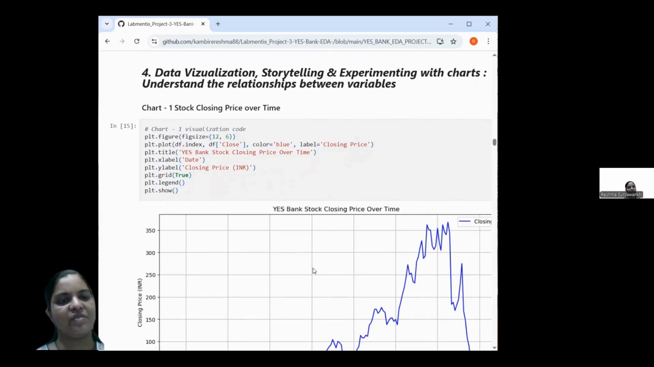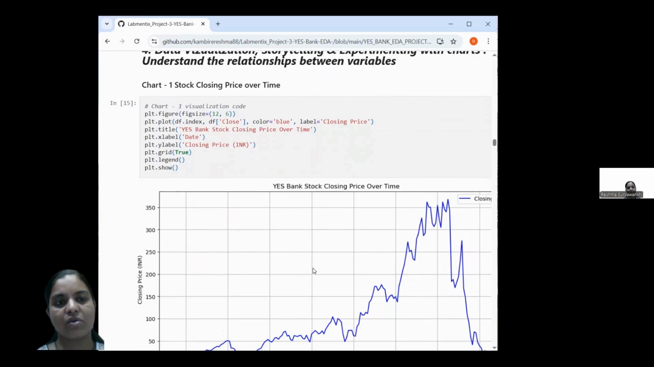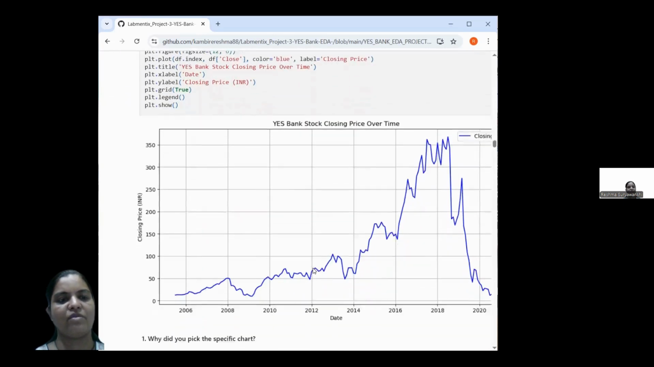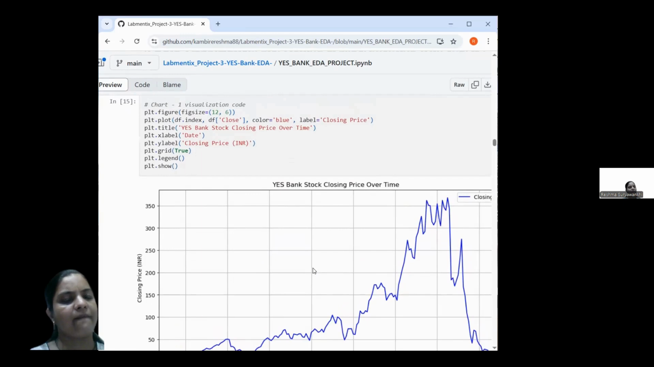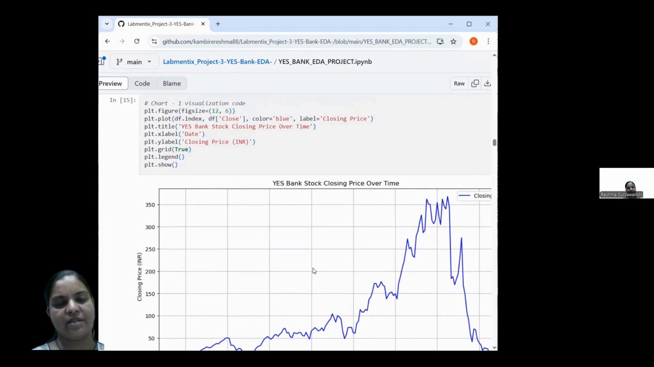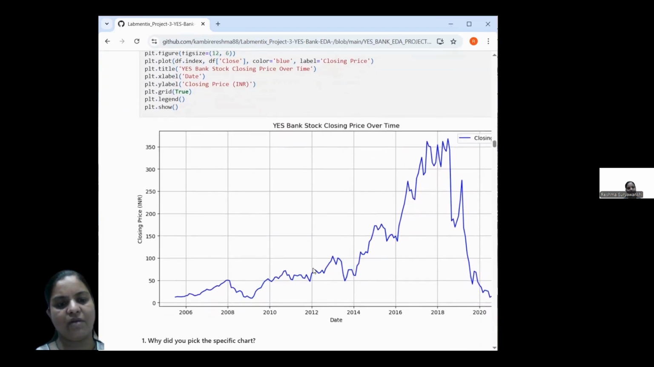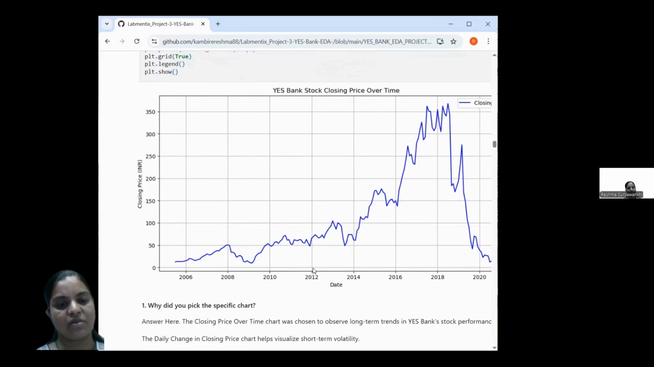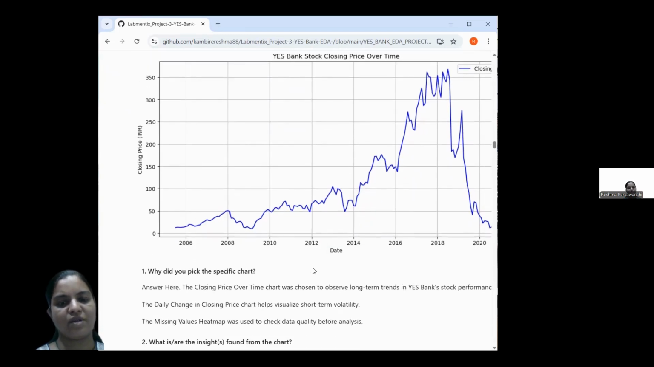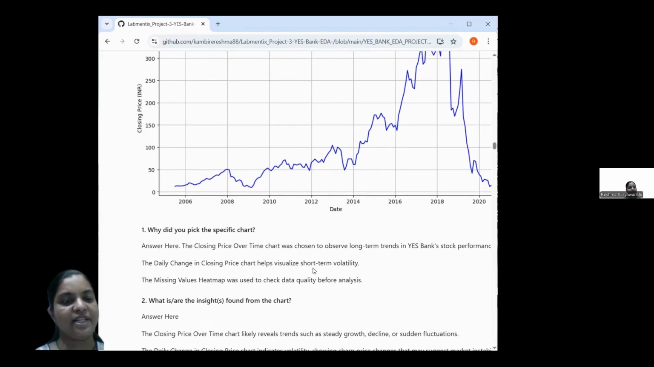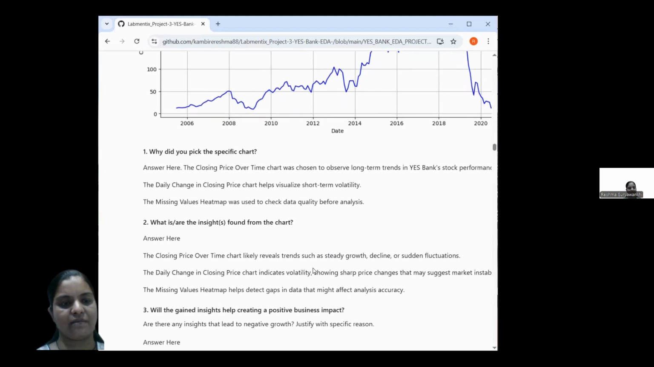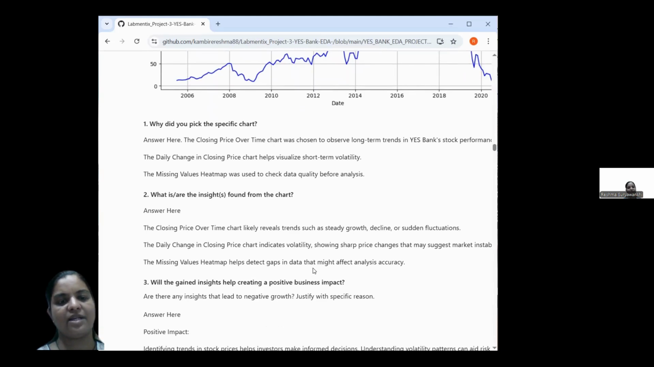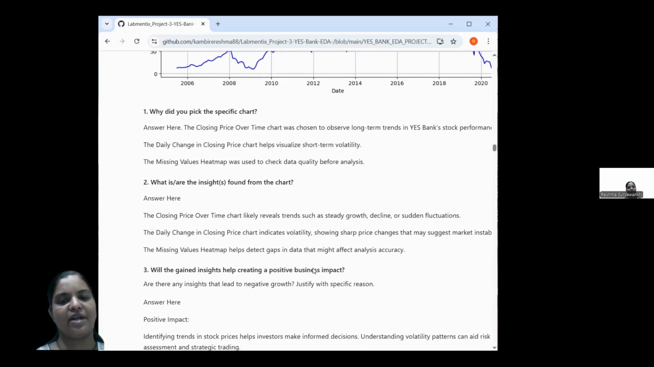To understand the relationship between variables, the first chart is about the stock closing price over time, where we use a line chart for visualization. Closing price over time was chosen to observe long-term trends in Yes Bank stock performance. The daily changes in closing price chart help visualize short-term volatility. Missing value heat map was used to check data quality before analysis. The closing price over time chart likely reveals trends such as steady growth, decline, or sudden fluctuations.